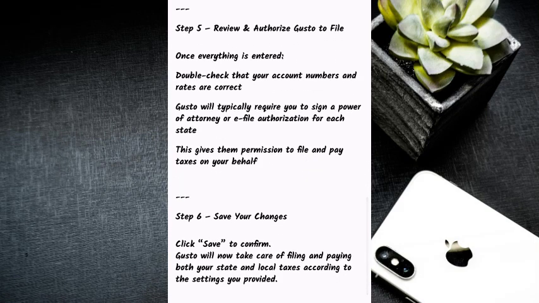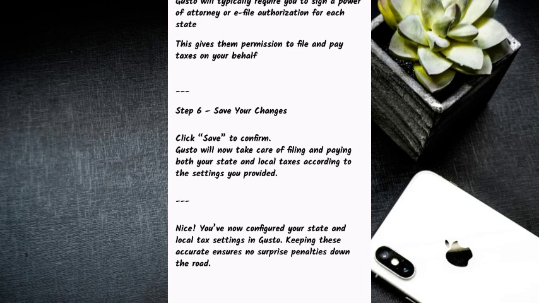Now, step 6, save your changes. So click save to confirm. Gusto will take care of filing and paying both your state and local taxes according to the settings that you've provided. So that's pretty much it. You've now configured your state and local taxes in Gusto. Keeping things accurate ensures there's no surprise penalties down the road.